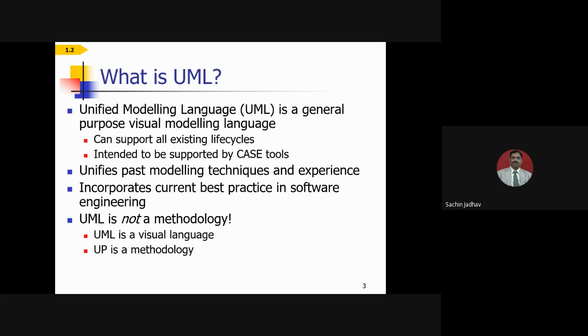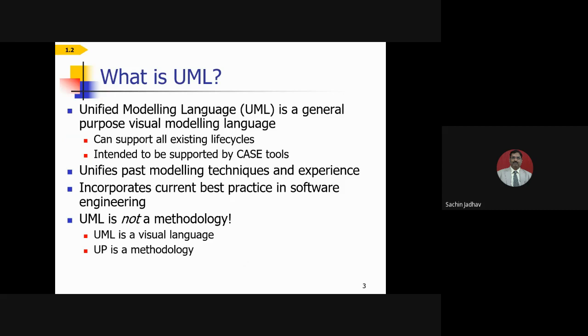So what is UML? UML is Unified Modeling Language. Basically, it is utilized for visualizing software development constructs. It is a general purpose visual modeling language which can support all software development cycles.